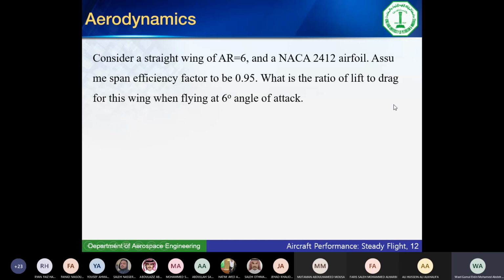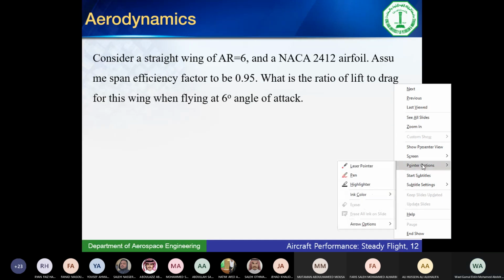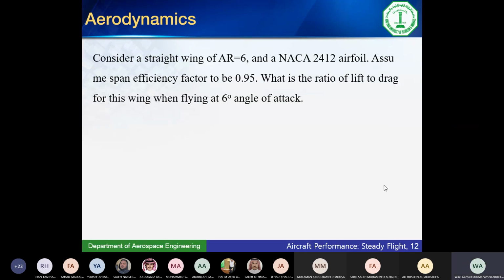Okay. Consider a straight wing of aspect ratio 6, NACA 2412 airfoil. Now this starts to get familiar. You probably now have memorized by heart the information of the 2412 airfoil because of the so many examples in the textbook and the problems that you have solved. But it's still the airfoil for this problem because this is the one that we have information for. Basically, I mean the CL alpha and CD alpha and CD-CL curves. But of course, you can have another one in the exam.